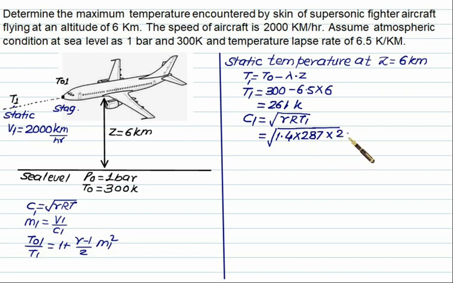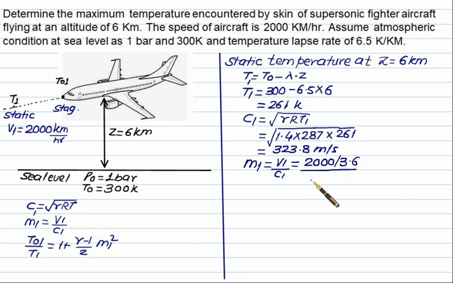Always remember to calculate the velocity of sound using the static temperature, not the stagnation temperature. It is 323.8 meter per second. Now we can very well calculate the Mach number, which is V1 by C1. We have V1, which you have to convert into meter per second, so we have 2000 divided by 3.6, divided by the velocity of sound, which is 323.8.